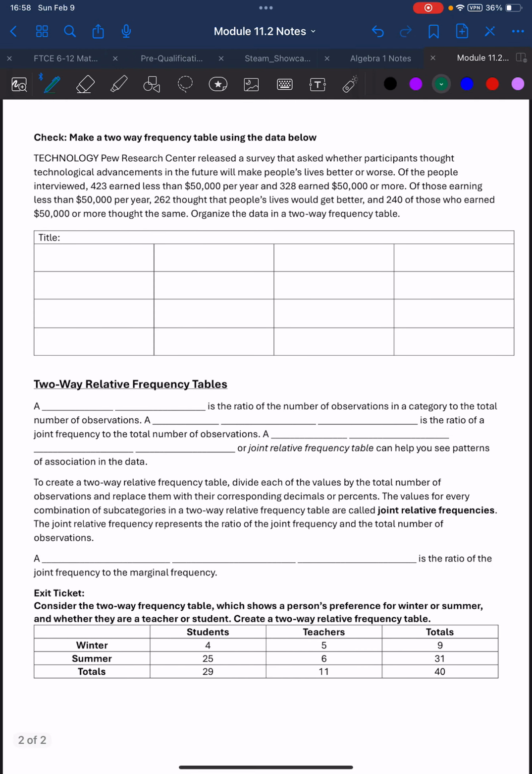All right. So it says, check. You're going to make your two-way frequency table using the data below. So this is for you to do. This is your work, and this will be for a grade. I'm going to check that. All right. We're going to move on to the next thing.